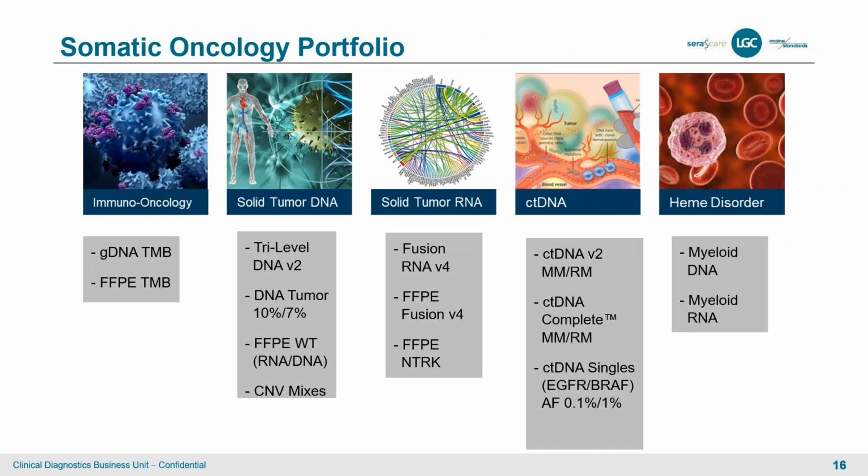So let's now dive into each of the problems. In somatic oncology, we really focus on immuno-oncology with TMB. We have solid tumor, which by far is the flagship area. Everybody's working on solid tumor. With tumor profiling, you're looking at DNA often, you're looking at copy number variants, you're looking at RNA. So solid tumor RNA is a very critical area, be it fusions or things like NTRK. And then liquid biopsy is a very grown area. We've seen that in the last 3 to 4 years, extreme pickup for our products. We have multiple products and multiple variants. And then obviously we talked about the heme.